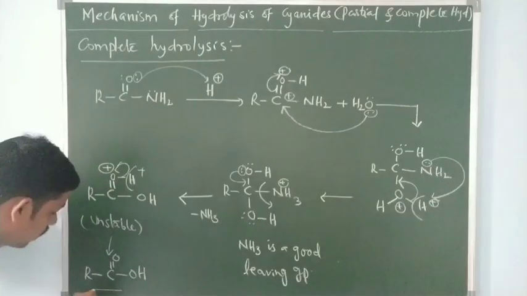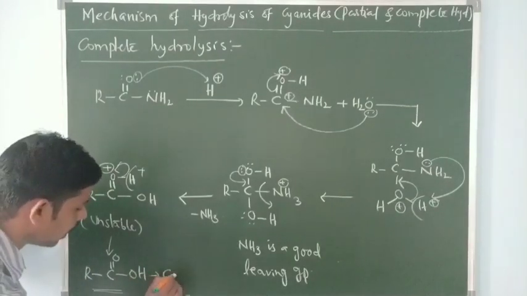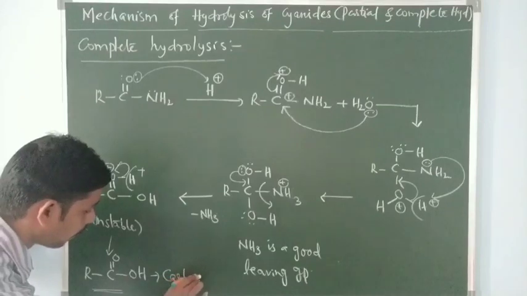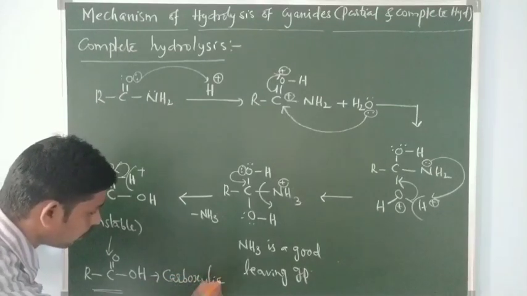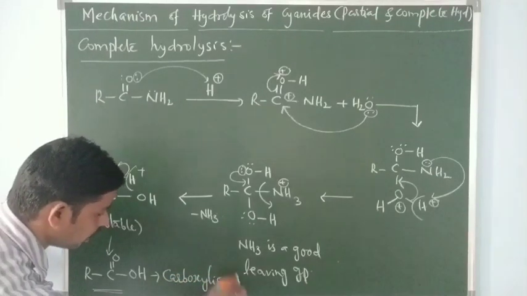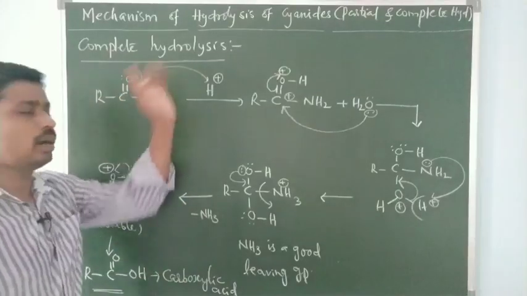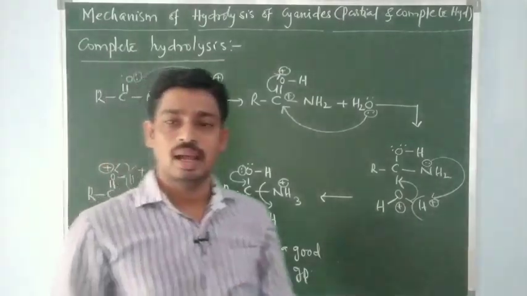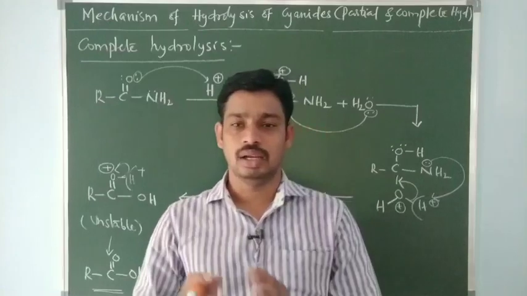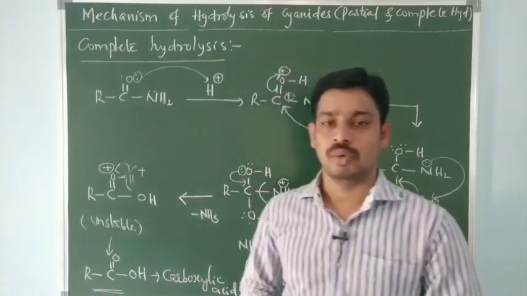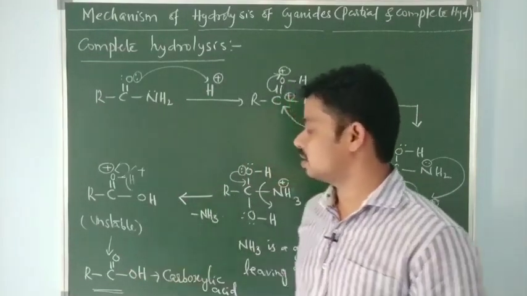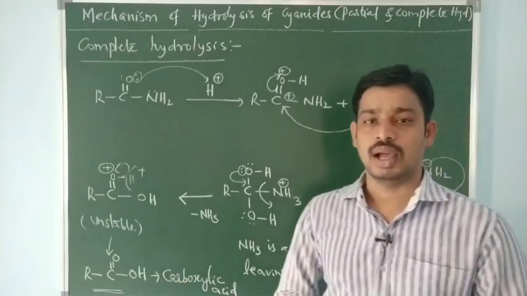So this is nothing but carboxylic acid, and it is called complete hydrolysis. Cyanides on partial hydrolysis give acid amides, whereas on complete hydrolysis we get carboxylic acids.